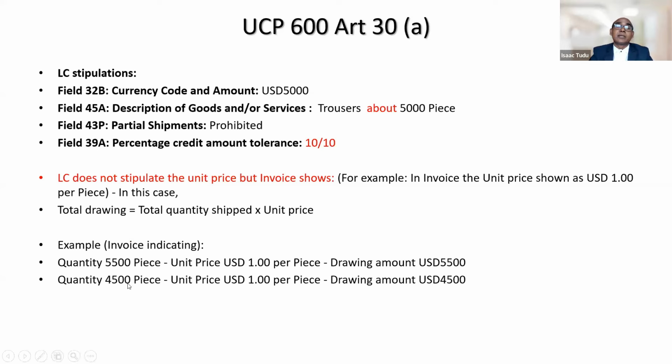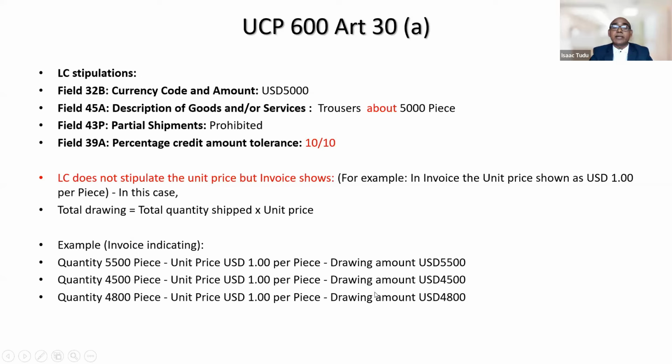See here the difference. Quantity 4,500 at the rate of 1, so drawing will be only 4,500. And quantity 4,800 at the rate of 1, drawing will be 4,800. So all are acceptable because of UCP Article 30A, where it allows plus or minus 10% against the quantity, against the unit price, against the LC amount, right? So based on the LC terms and conditions, all these things are possible and acceptable.